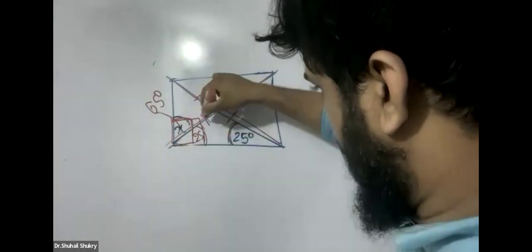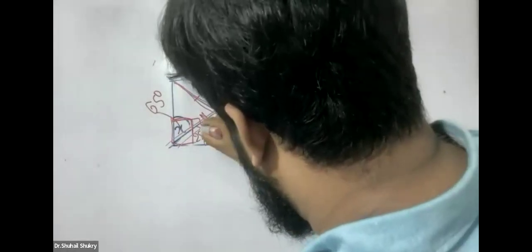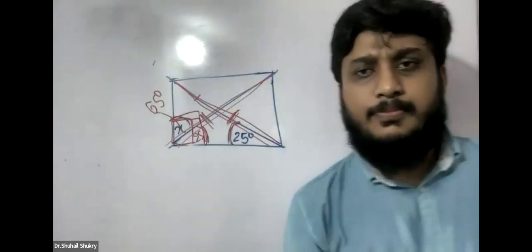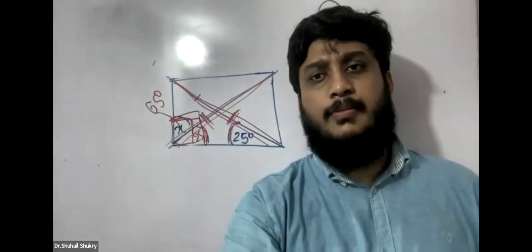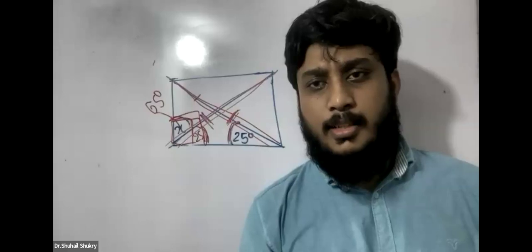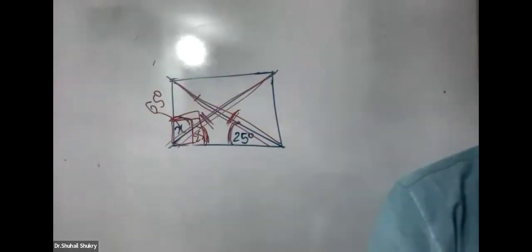Remember, this is a very nice question. You should know diagonals bisect each other. Therefore, this side is equal to this side, so these are isosceles triangles. So this is 25 and this is 25. If this is 90, this angle is 65. Is it clear, guys? How we got 65? Good. Nice.